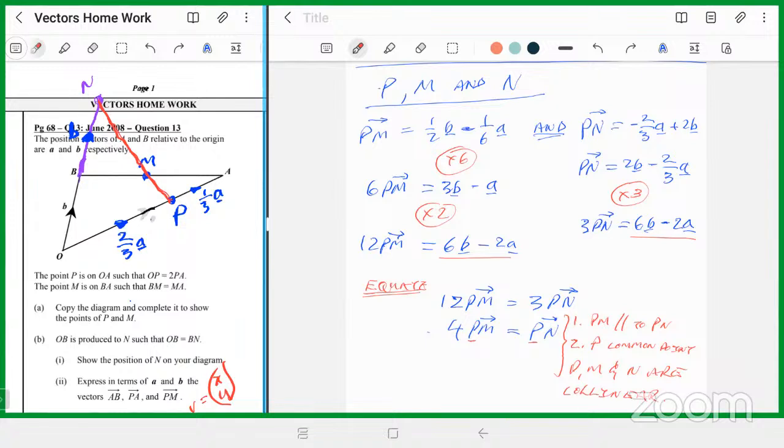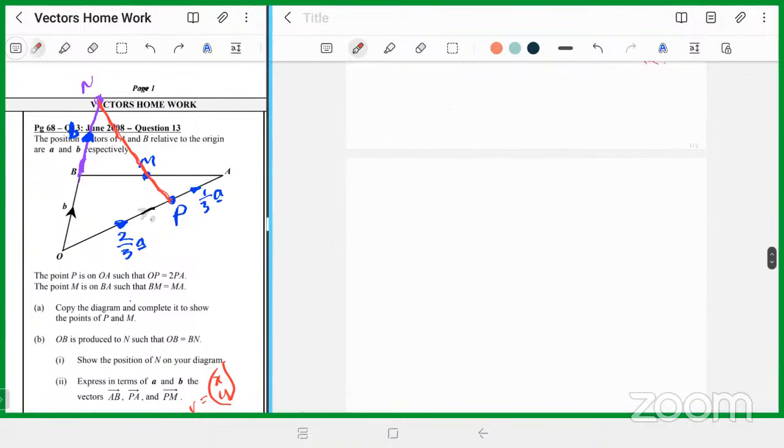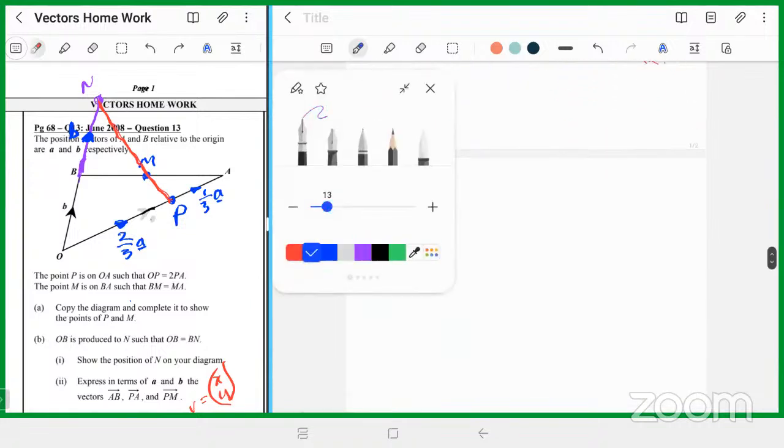But it's easy, because we know the position vector of A and we know the position vector of N. I look at it this way: you can come minus A plus 2B. That's AN, minus A plus 2B, based on the diagram. So it's easy. Let's work it out down here.